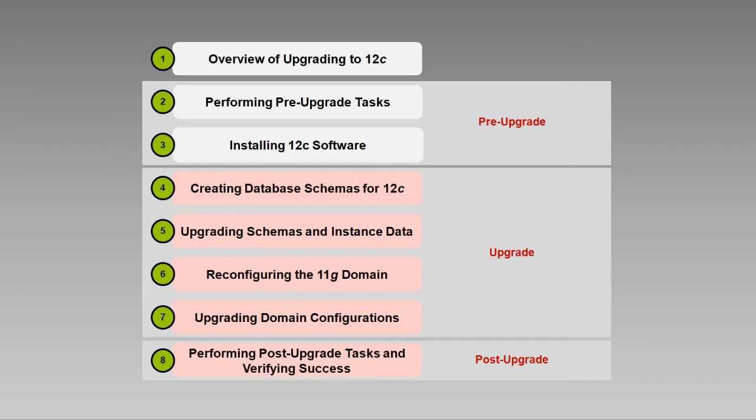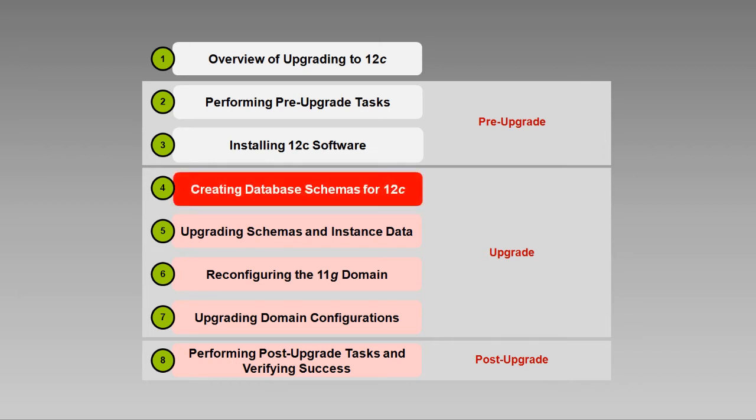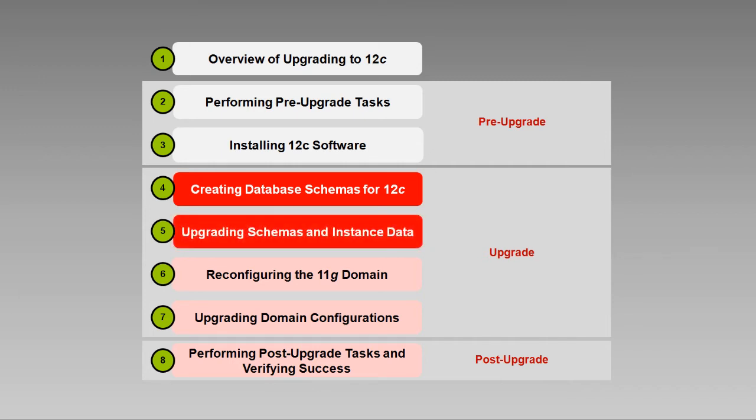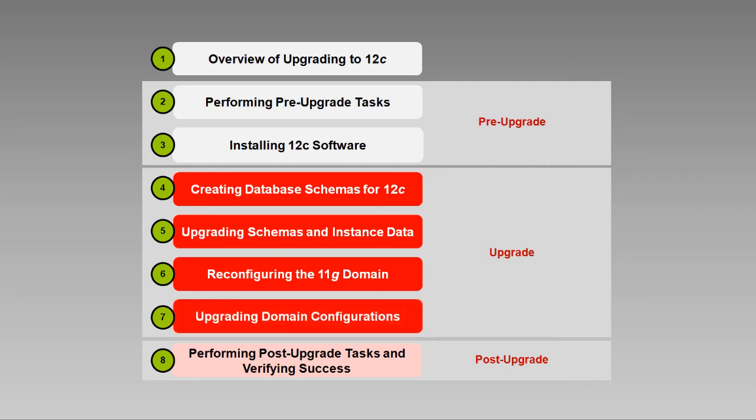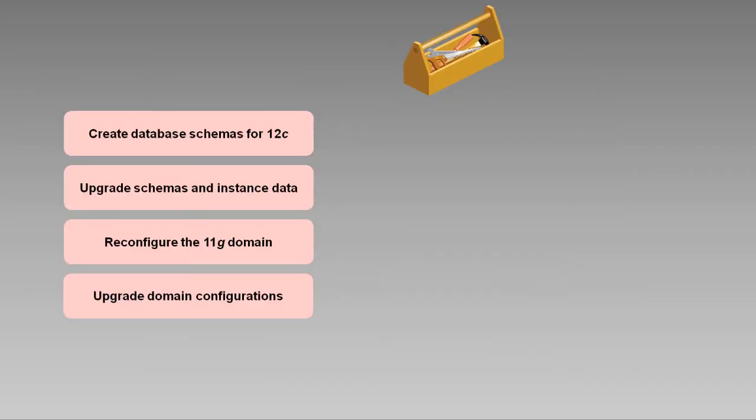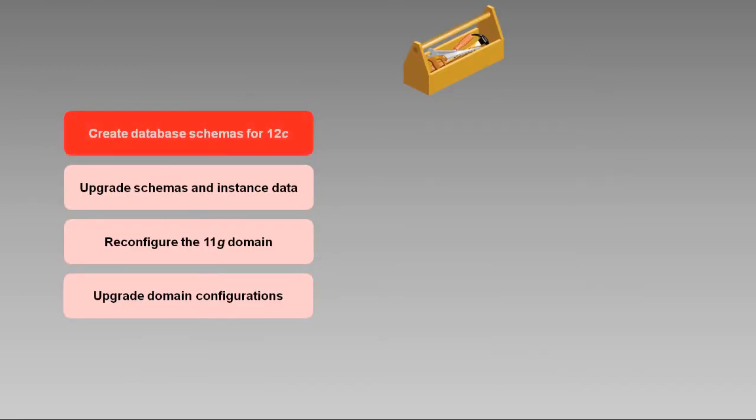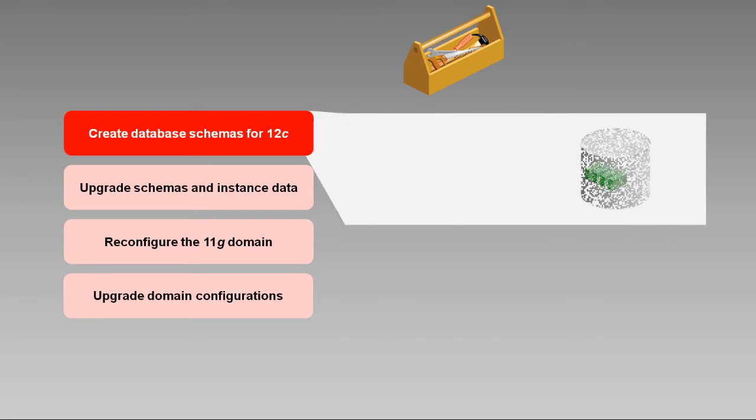The upgrade process itself can be broken down into 4 main subtasks: creating database schemas for 12c, upgrading schemas and instance data, reconfiguring the 11G domain, and upgrading domain configurations. Let's go into each of these in a little more detail. The first step in the upgrade process is to use the Repository Creation Utility, or RCU, to create new database schemas that are needed for 12c.